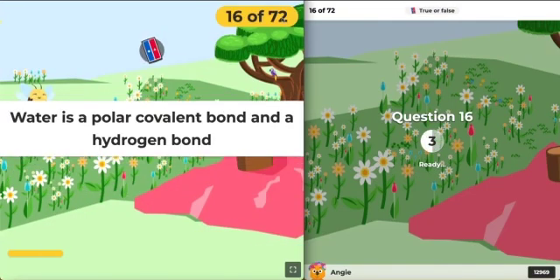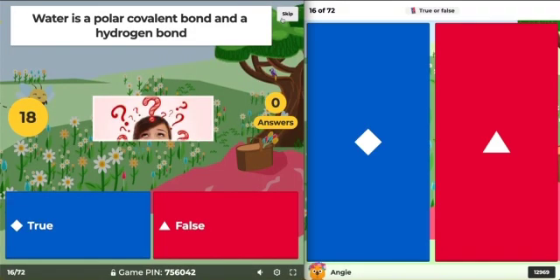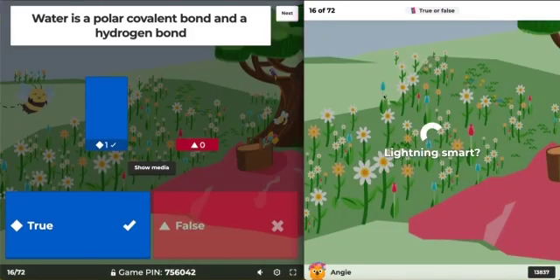Next question, true or false? Water is a polar covalent bond and a hydrogen bond. This is going to be true. So water is a polar covalent bond and a hydrogen bond.